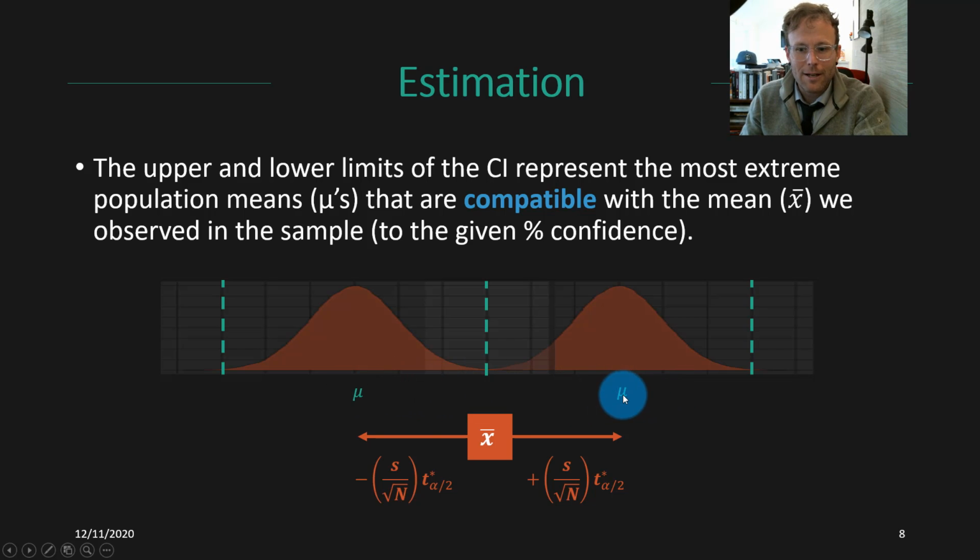But we can say that values of mu that are higher than that are less likely, because their sampling distributions, you can imagine being shifted over here, are less likely to have generated this x bar due to sampling variability alone. Similarly, extremely low values of mu are less likely, because you can imagine their sampling distribution over here. They would have been less likely to generate this sample mean due to sampling variability alone. So by getting that confidence interval, we get an estimate of what mu might be in the population.